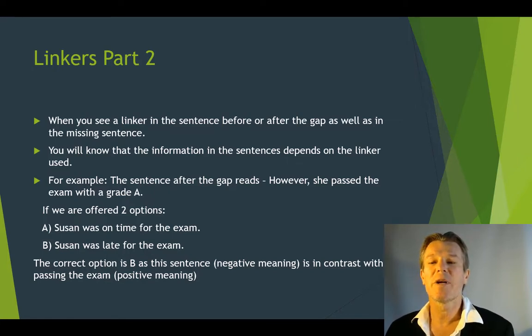Let's just have a look at those 2 examples and put them within context. So if I said Susan was on time for the exam, however, she passed the exam with a grade A, this sentence does not make sense because these are both positive sentences. But if I look at B, Susan was late for the exam, and put it in context, Susan was late for the exam, however, she passed the exam with a grade A, we know this is the correct option because Susan was late for the exam is negative in meaning, she passed the exam is positive in meaning.